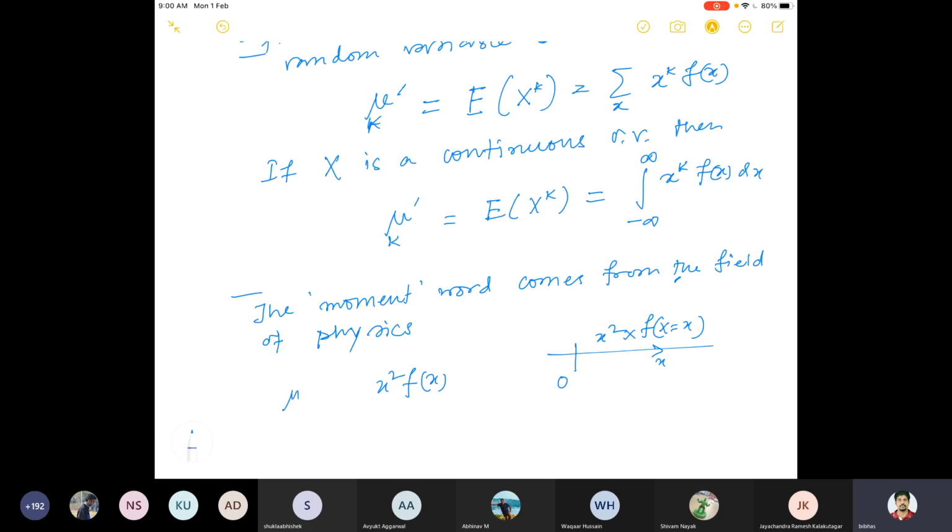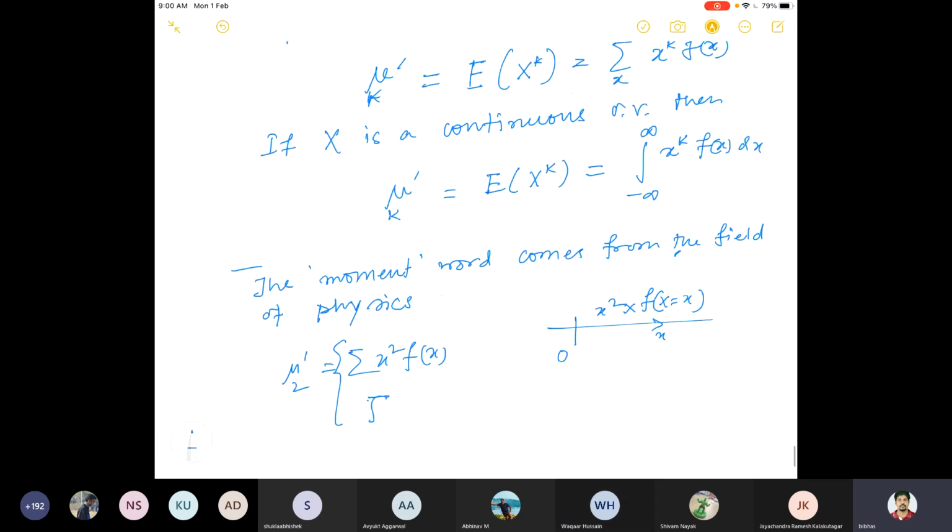So in fact, your mu 2 dashed here is, if it is continuous, the integration, depending on whether it is discrete or continuous, it is just x square f(x) dx. Because f(x), we said, is a mass function, that means how much weightage is on top of that. So this is the mass, which is f(x). Oh, this is the probability of this. So how much weight is given to that? So this is exactly making sense.